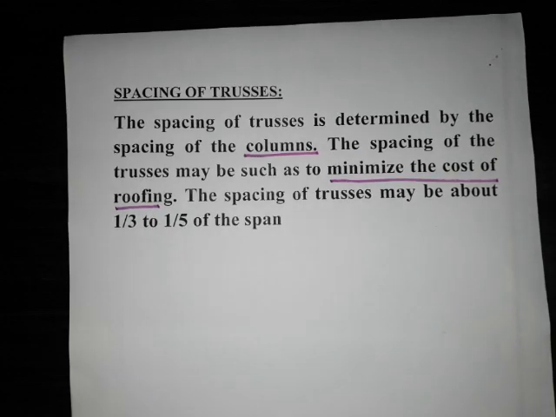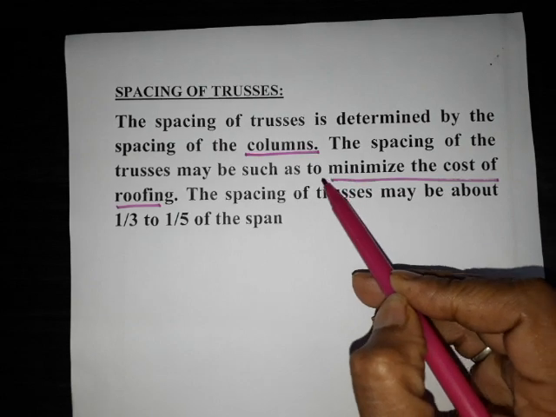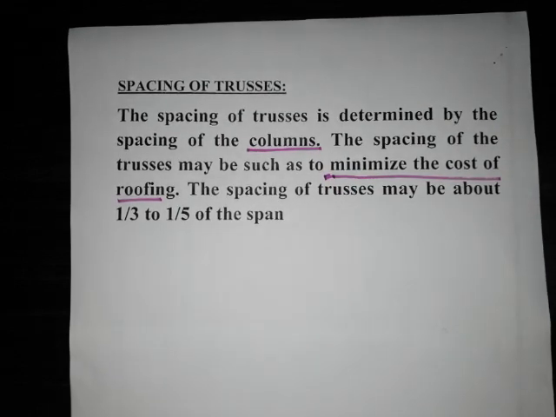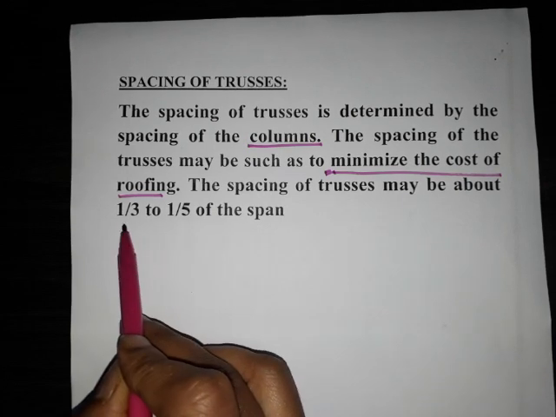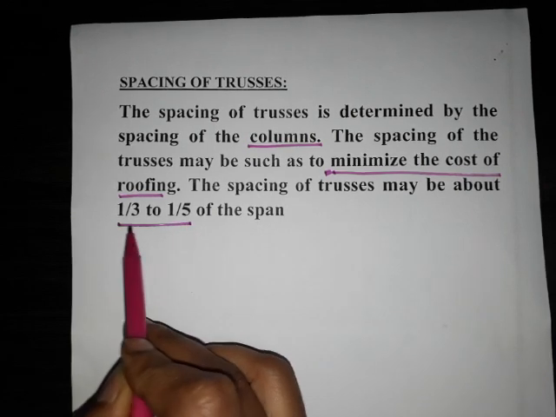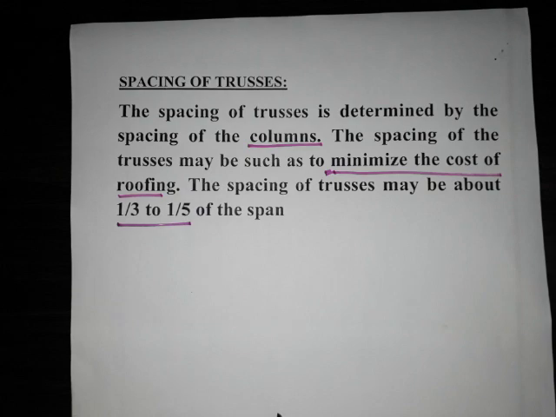As the number of trusses becomes more, automatically the cost of roof will be more. So you have to maintain the spacing of the roof truss in such a way that it minimizes the cost of roof or the cost of roofing. Generally the spacing of the roof truss may be about 1/3 to 1/5 of the span. So what is this 1/3 to 1/5 of the span?